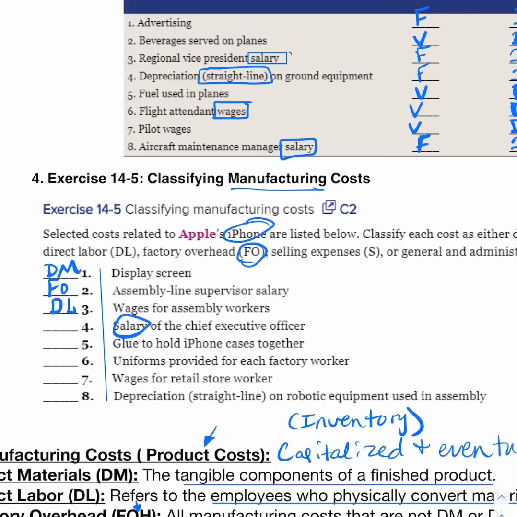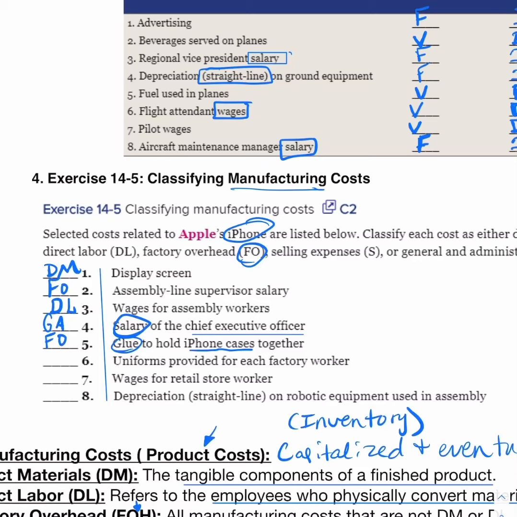Salary of the chief executive officer. So the salary of the chief executive officer is going to be a general and administrative expense. They are not down on the floor putting together these phones. Instead, they're managing the organization. Next, glue to hold iPhone cases together. So we've got the glue here for number 5. This will be factory overhead. More specifically, this is indirect materials.